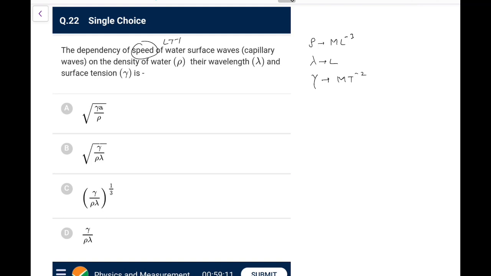So this is what you require in this case. We think gamma should be above, and it should be root gamma for sure, and to cancel M it should be upon root rho. And now to get L, because of root rho this L cube comes up above, so we need L, so it should be lambda downwards. So now we can match it. Going by this, the correct option that I can make out is option B.